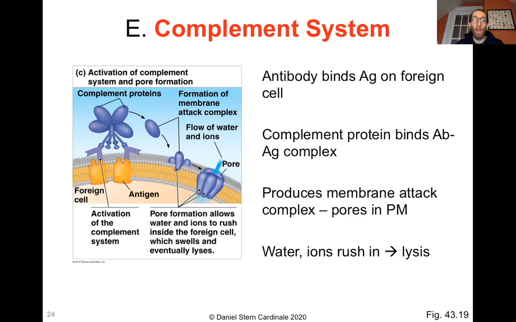And that basically tells you what it does. It puts holes in the plasma membranes of these invading cells, which causes water and ions to rush into that cell, lysing that cell. So that's how the complement system is going to kill pathogens. This is the third thing that antibodies are involved in. It's not something they do directly, but they are kind of a middle signaling step in this complement system. Those complement proteins are considered part of the innate immune system because they're not detecting specific pathogens, they're just detecting the presence of this ABAG complex.